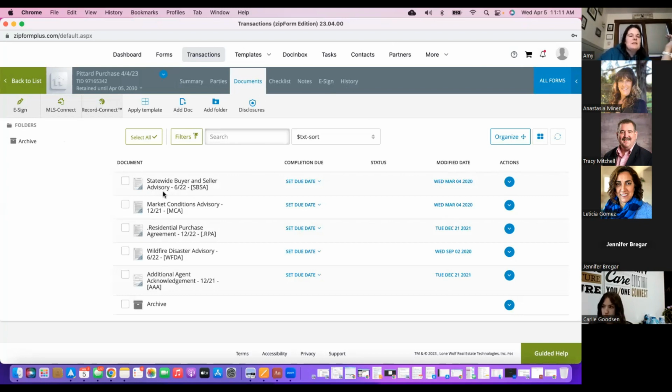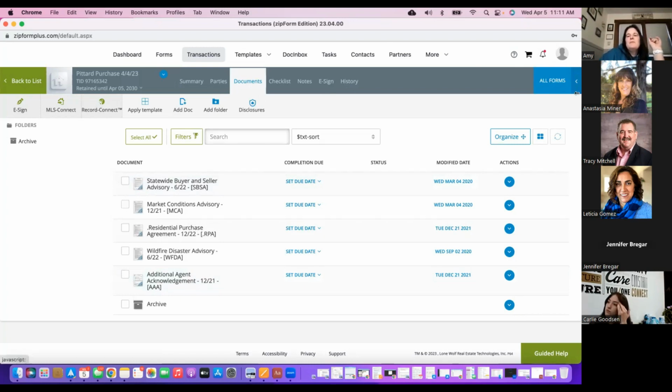Now, because I had a template assigned to this one, it went ahead and put in some transaction items, and there's some forms. I've got the statewide buyer and seller advisory, the market conditions advisory, the residential purchase agreement, the wildfire disaster advisory, and the additional agent acknowledgement, because I work with another agent on all of my transactions. Yours may not have anything in there. That's totally fine. We're not even focused on those things today.